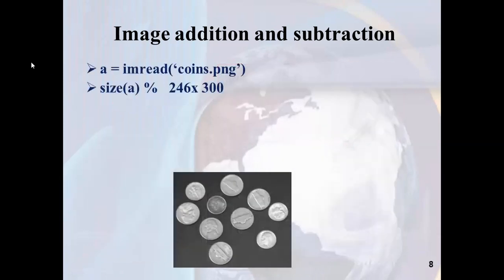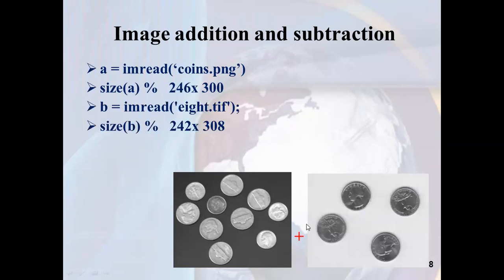Now, let's take an example. This is a real example that we can take from MATLAB. We take the image coins.png. This is a real image. We have a size of 246 by 300. This is the image read 8. We have the size 242 by 308. So these two images cannot be added. Why? Because they have different sizes.